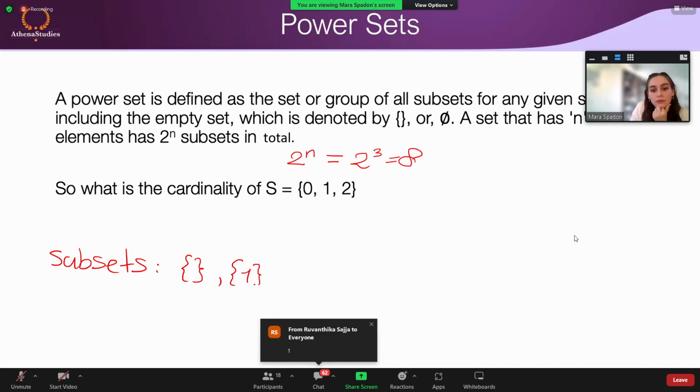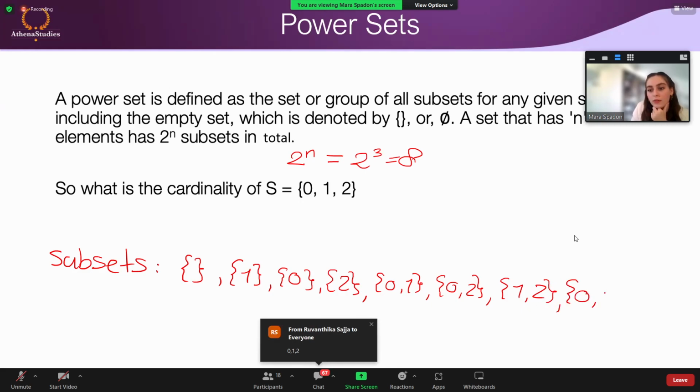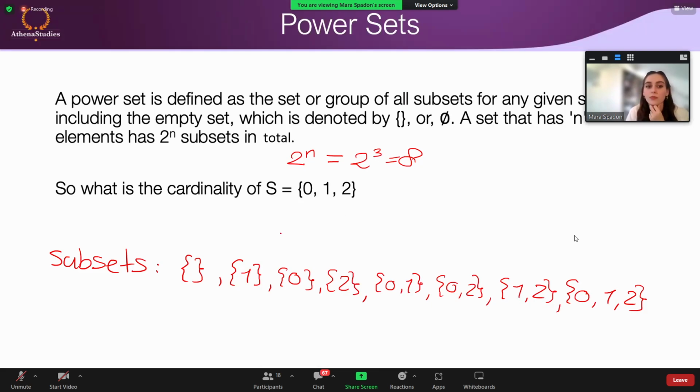1. So also then 2, and 0 and 2, right? What else? 0, 1. 0, 2. 1 and 2, perfect. And the final one? 0, 1, 2, exactly. Because remember, a set is always a subset of itself. So that's perfect. We have 8: 1, 2, 3, 4, 5, 6, 7, 8. Yes. So this would be the power set.